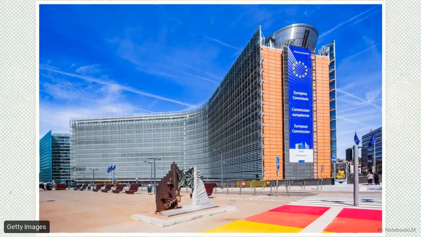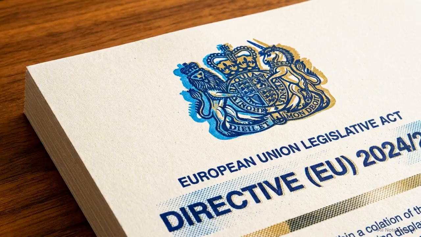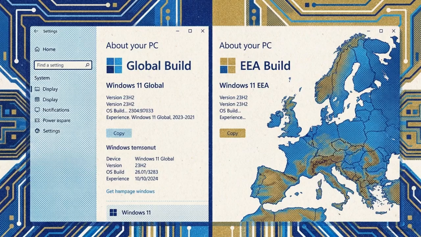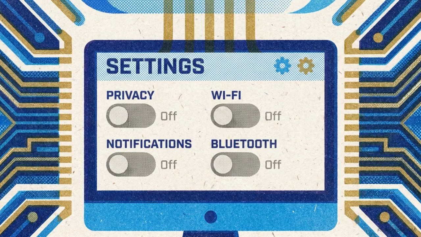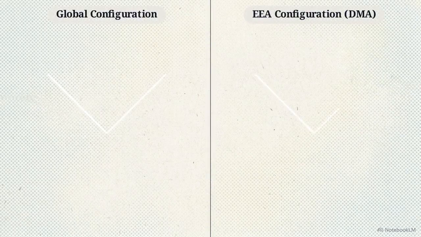To see how deliberate these restrictions are, we can look at the European Economic Area, which operates under the regulatory framework of the Digital Markets Act, or DMA. This regulation forces a direct contrast between the rigid, locked-down global Windows 11 builds and the compliant builds distributed in Europe. In the European DMA compliant builds, the architectural dark patterns we just examined are largely disabled. Under the DMA, Microsoft Edge can be natively uninstalled through the settings menu, just like any standard application. This schematic highlights the difference.